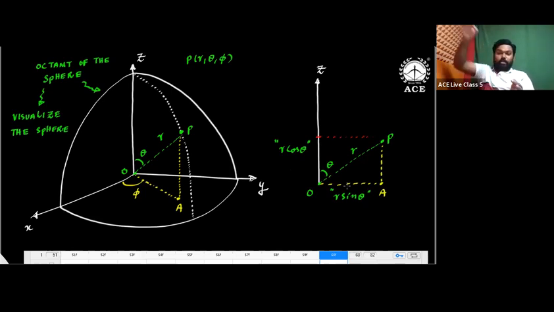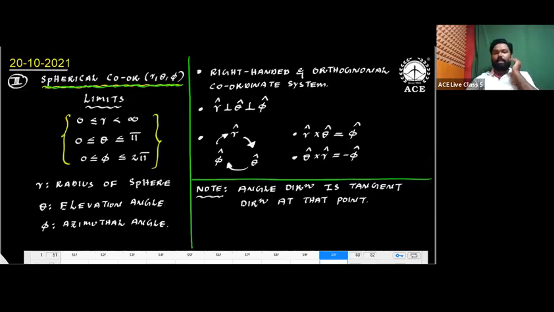This is R. Observe here, video. If I drop this point onto the xy plane, this is OA. The angle made with respect to the x-axis is phi. The angle made with respect to the z-axis is theta. Clear? Observe here. Let me go back.